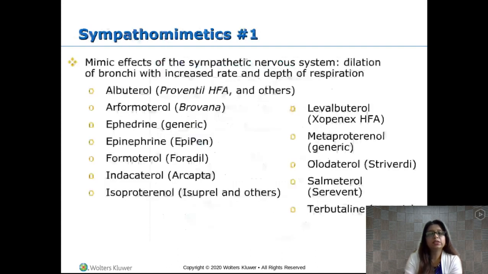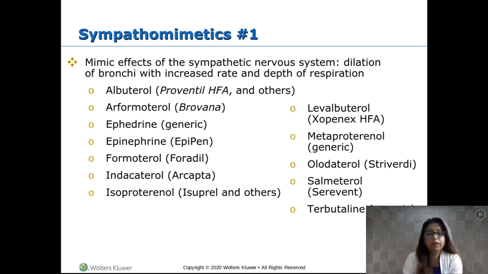Sympathomimetics are medications that stimulate sympathetic nervous system responses, including dilatation of the bronchi. Some of the medications we give when a patient is having asthma and can't breathe, sometimes we give them an inhaler so they can breathe better. That inhaler could be albuterol, right?